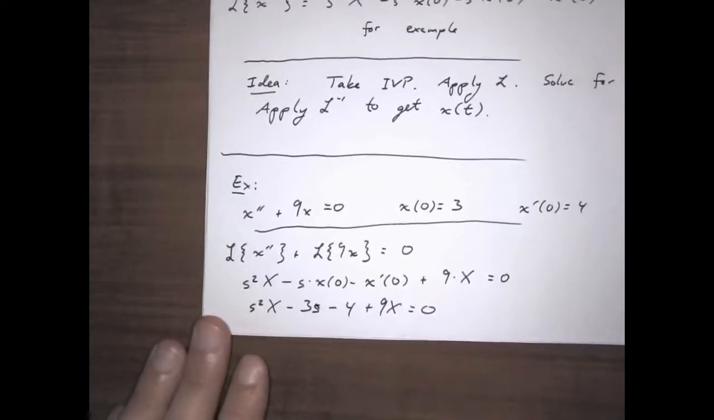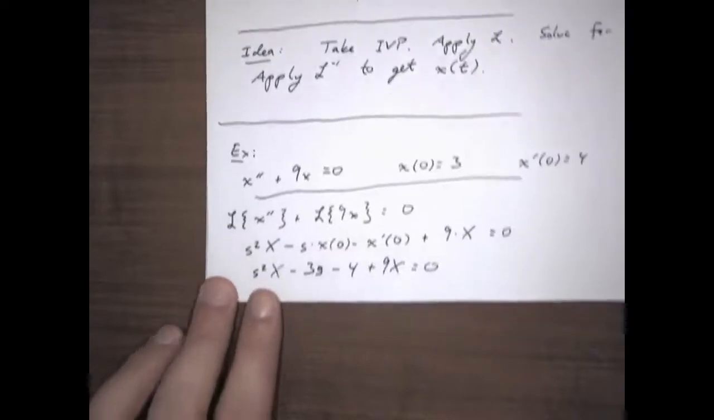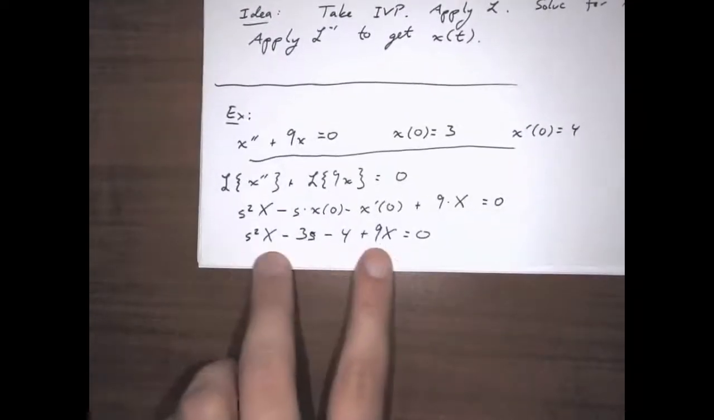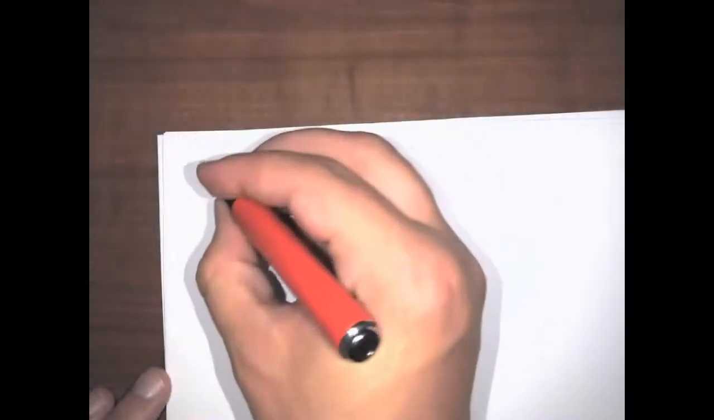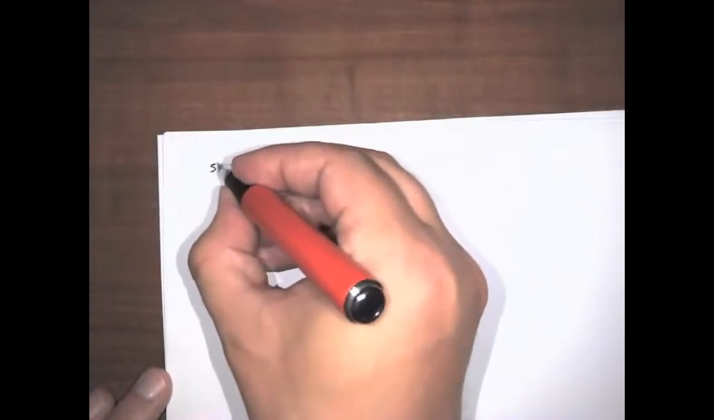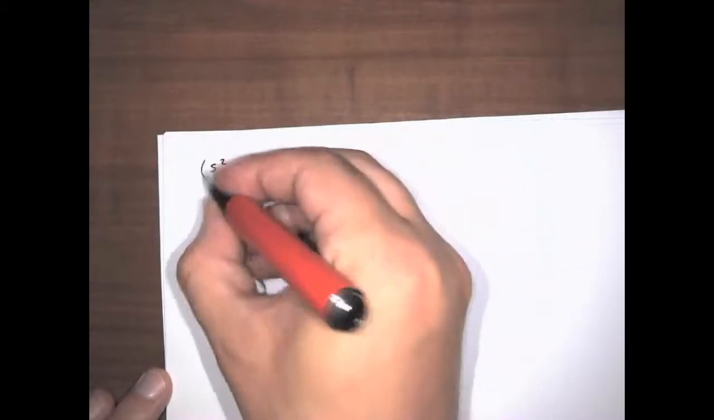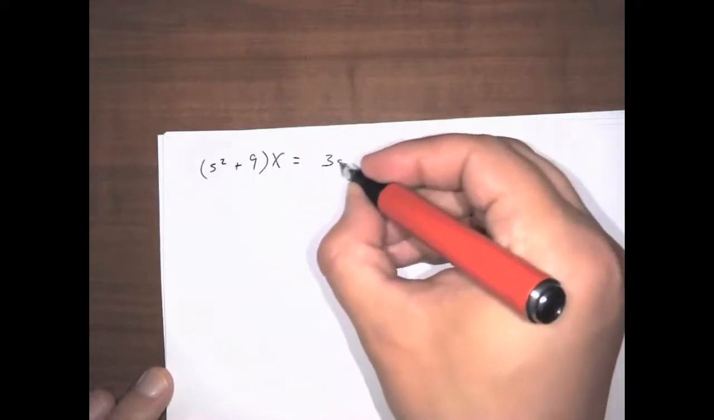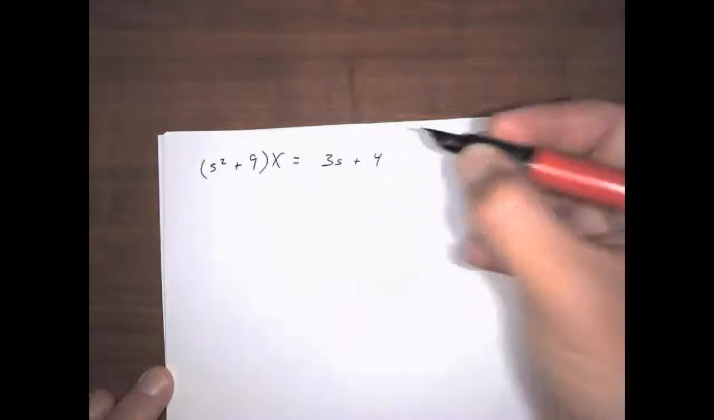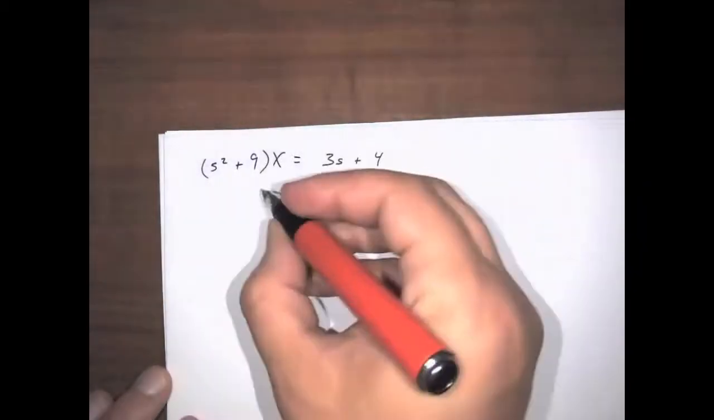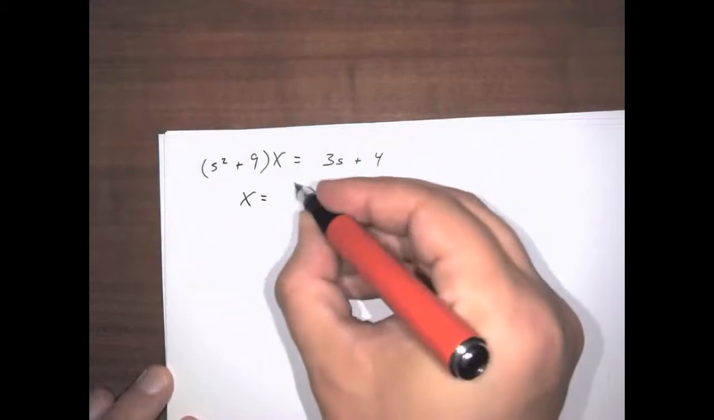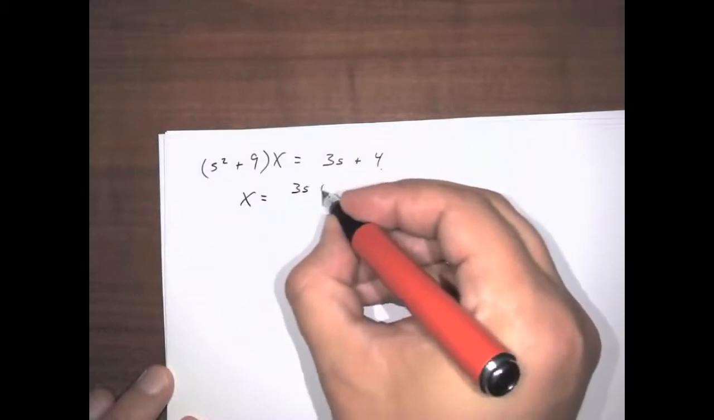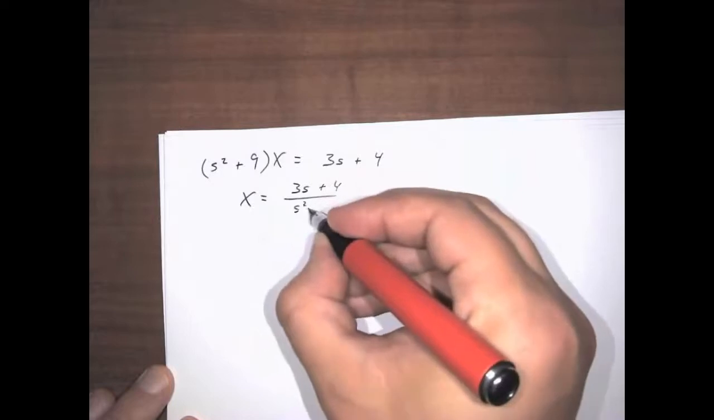So we're going to move all the terms that don't have an X to one side, and all the ones that do will stay on this side. So what that's going to give us is s squared plus 9 times X is going to equal 3s plus 4. I moved those terms over, and that means X is going to equal 3s plus 4 over s squared plus 9.